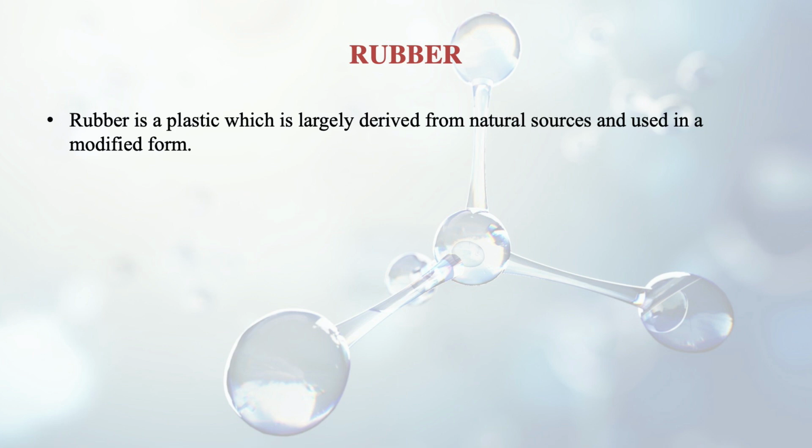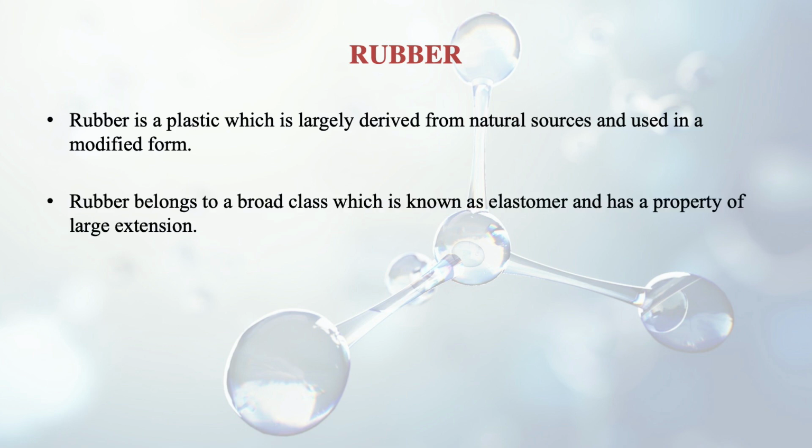After discussing the types of polymers, flexibility, and how we can introduce it in polymers, we now move on to another type of plastic, that is rubber. So what is rubber? Rubber is a plastic which is largely derived from natural sources that most of us would have heard about, and it is generally used in a modified form.